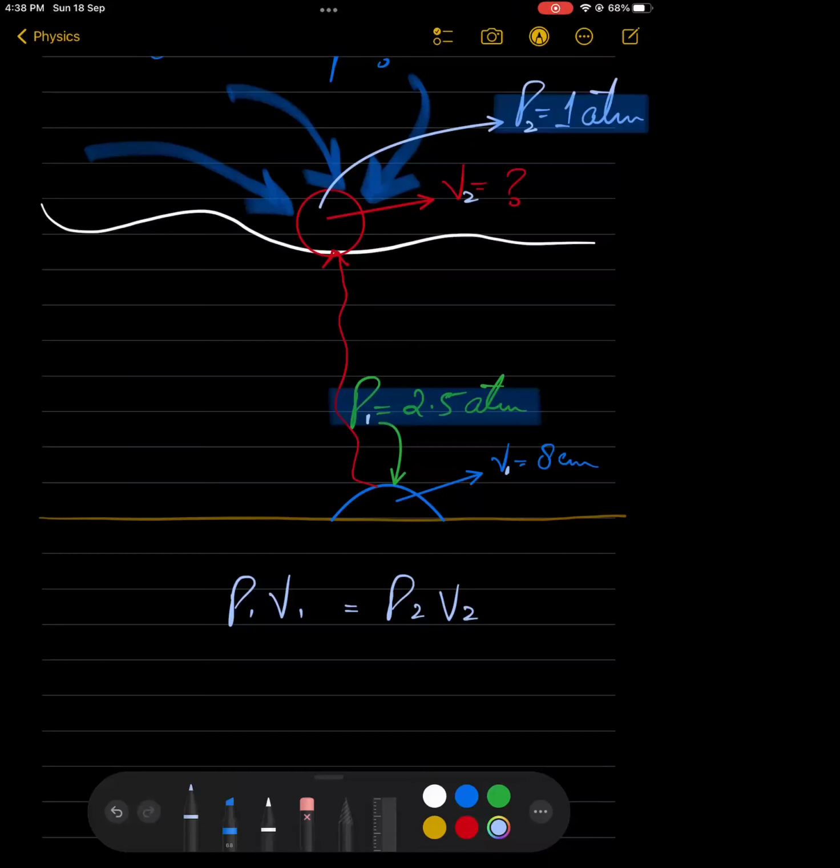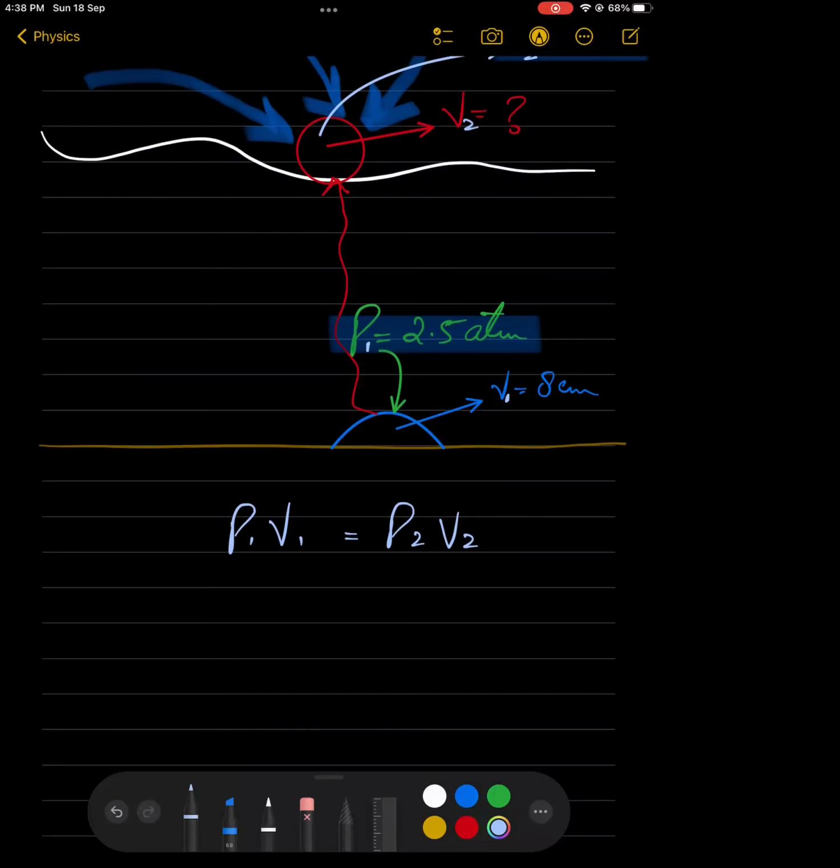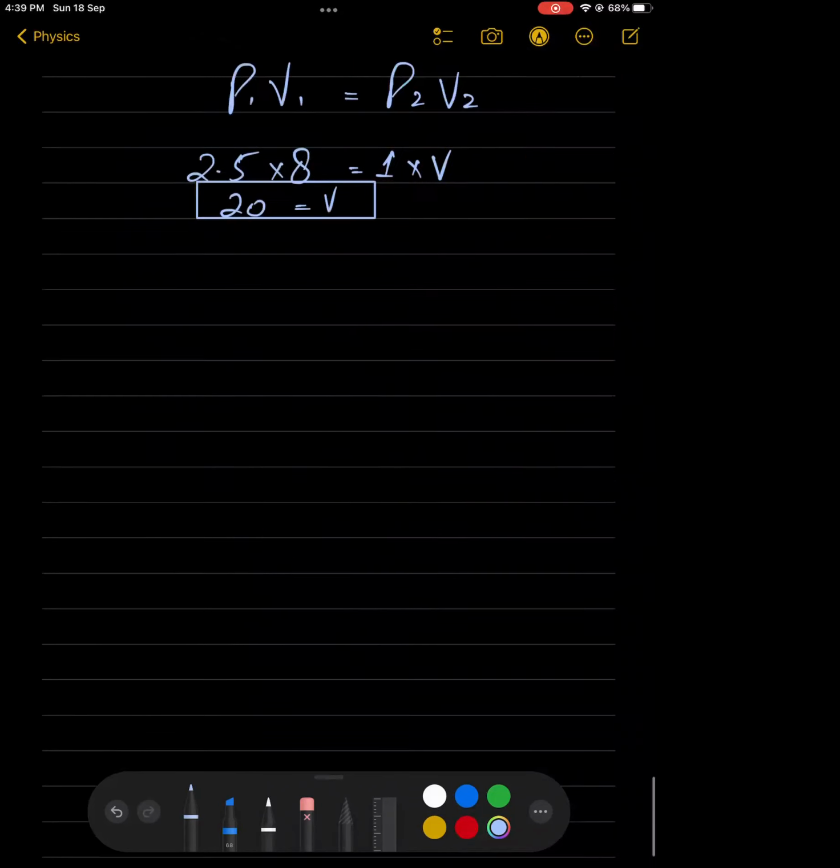Okay, so we are having our answer as 20. Could anyone of you confirm whether you are also getting 20 or not? Yes, Mina, Amna. Are you getting the answer as 20 as well? Okay, so we have P1 as 2.5. We multiplied it with 8 and we are having 1 on the other side with the volume which is unknown. So this is going to be 20 as the volume. Perfect.